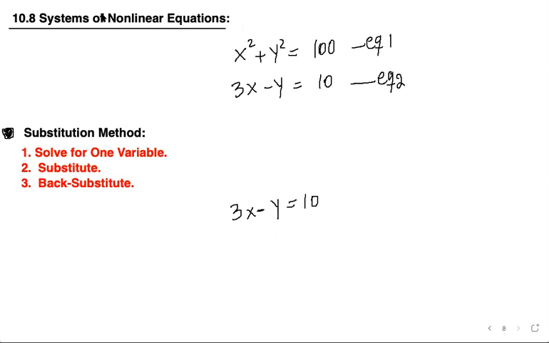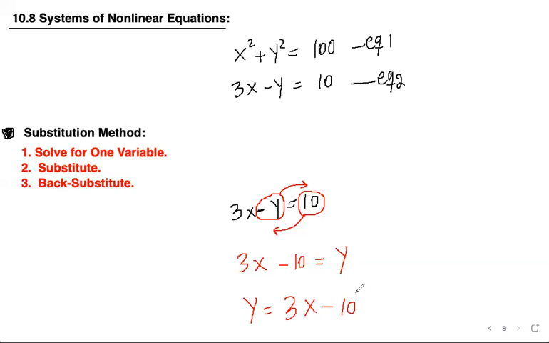Equation number 2 is 3x minus y equal 10. I'm going to make it y equal something. This is what I mean by solve for one variable. I have to move the minus y to the other side, and also move the 10. To move the y, I add y, so I get 3x equal y. And to move the 10, I subtract 10. So y equals 3x minus 10. This is the first step.